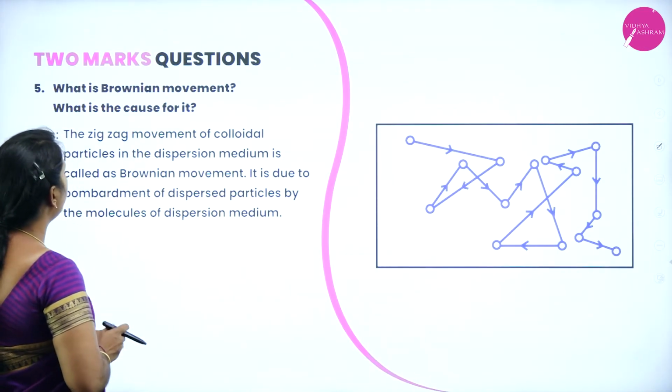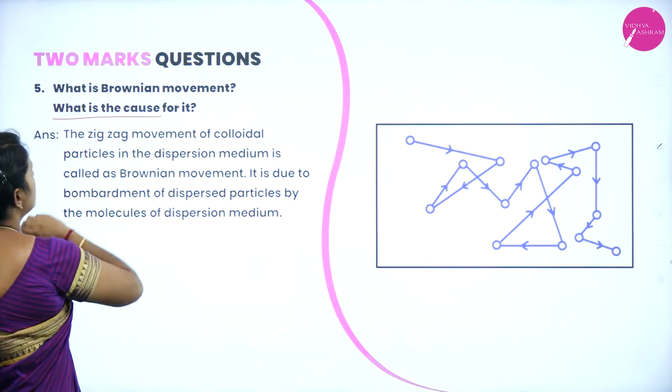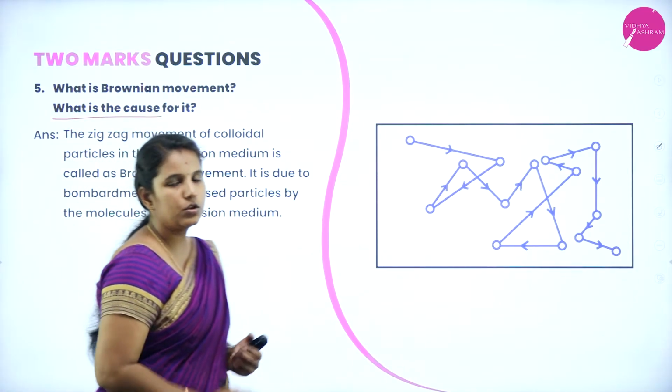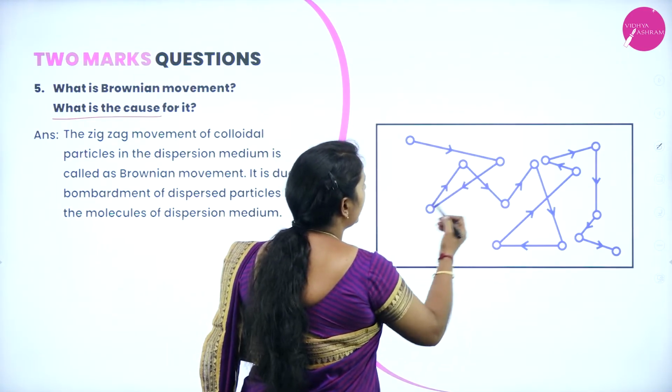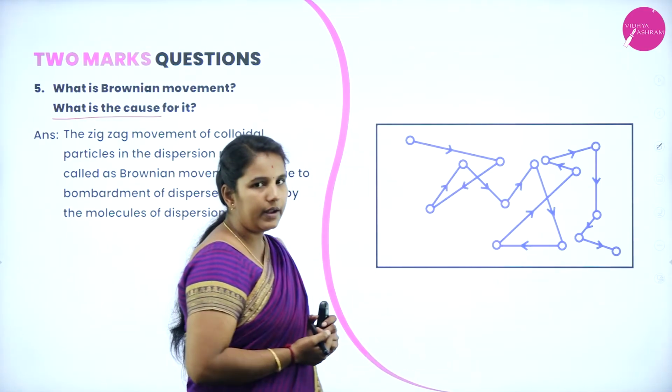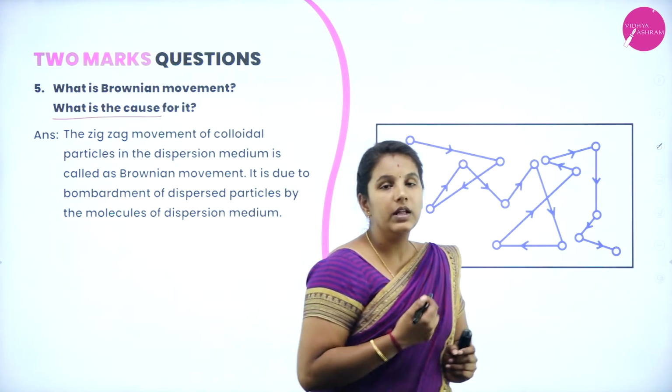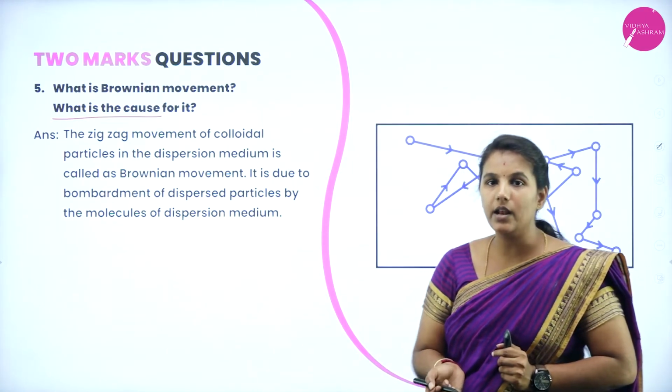Next question. What is Brownian movement and what is the cause for it? We all know that Brownian movement is nothing but the zigzag movement of colloidal particles in a colloidal system. That is known as what? Brownian movement.